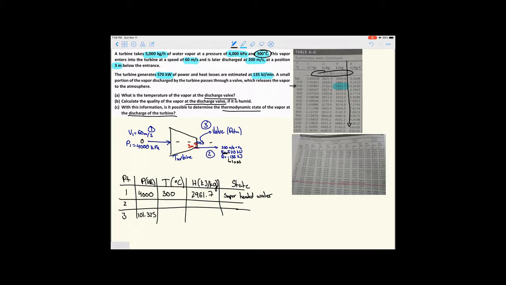Once we have this, we can start looking at our thermodynamic equations at these 3 different points. The first point we're going to be looking at is point 3.